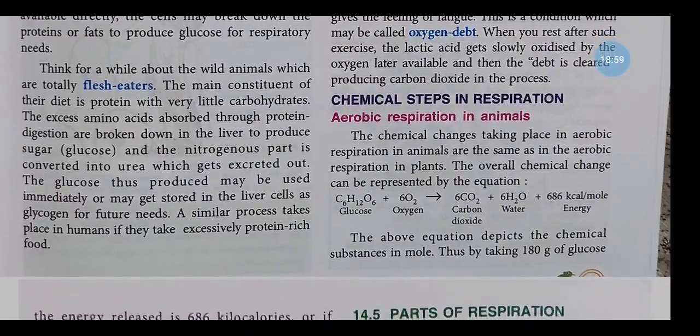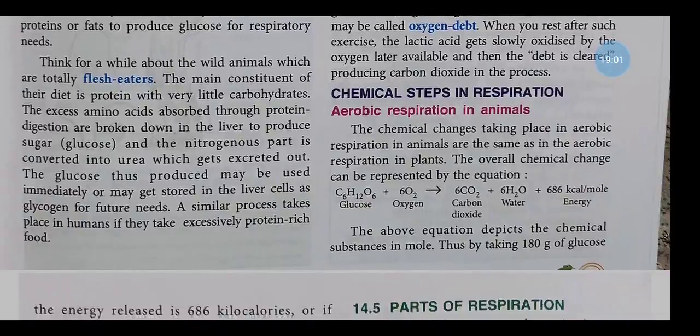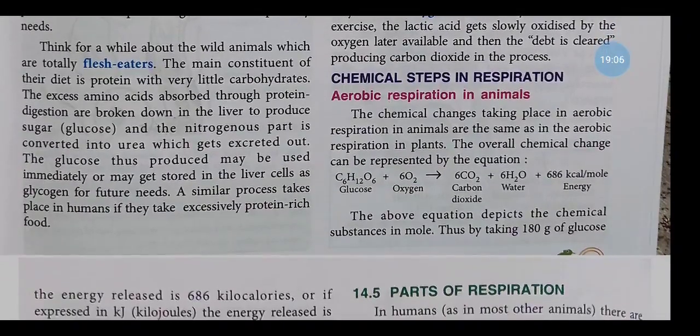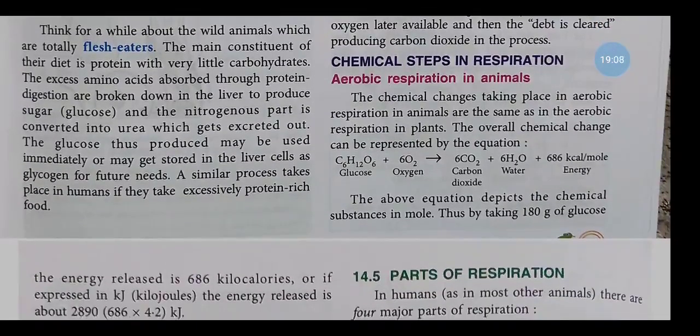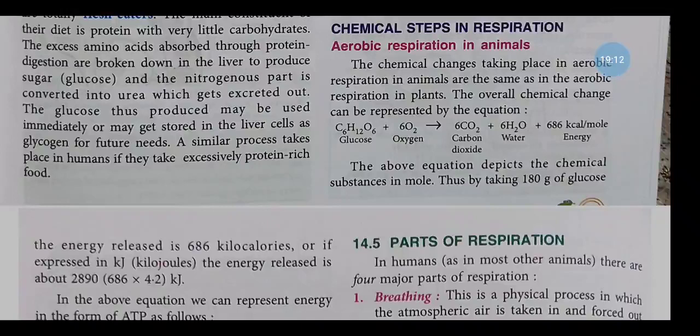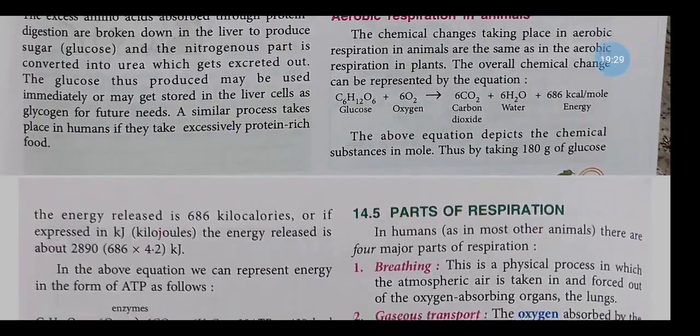So now let's see what the chemical steps involved are. Aerobic respiration is the respiration which takes place in the presence of a sufficient amount of oxygen, and the final products of aerobic respiration are carbon dioxide and water, which liberates 686 kilocalories of energy per mole, right?